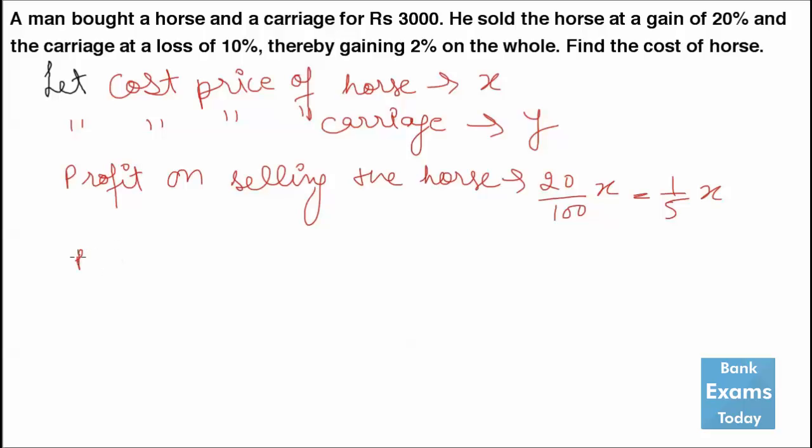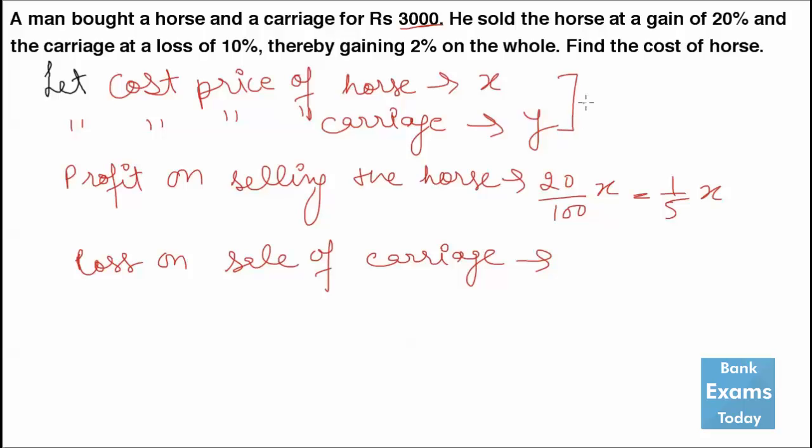Now what is the loss on sale of carriage? First of all, the cost price of horse and carriage is given as rupees 3000. So X plus Y is equal to 3000. So what should be the value of Y? The value of Y is equal to 3000 minus X. But here we need to find the cost price of horse.